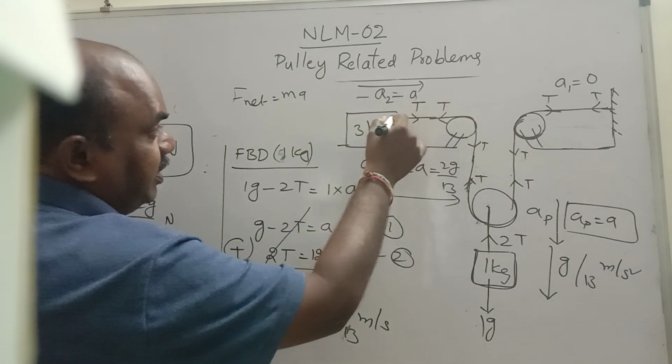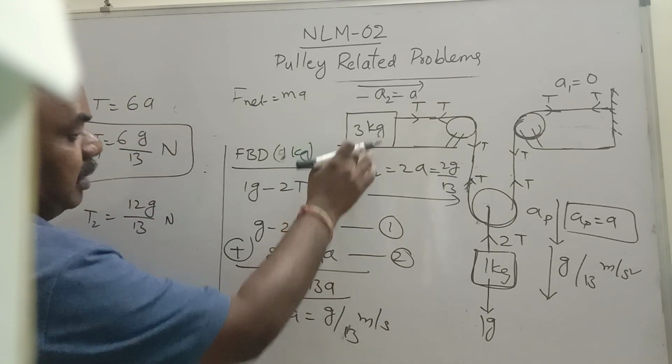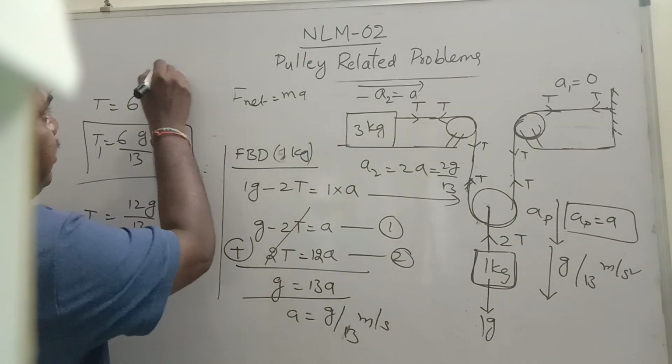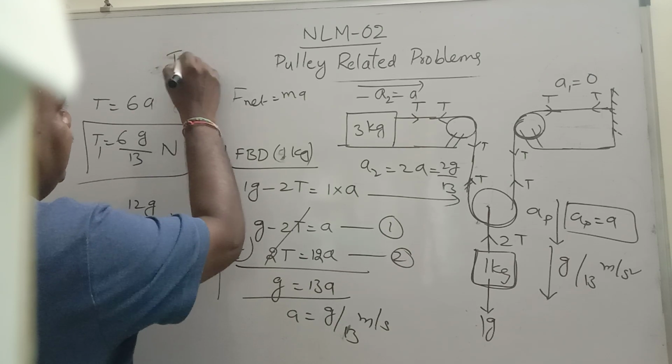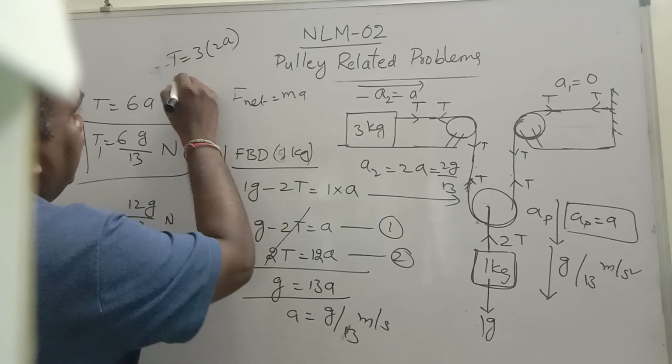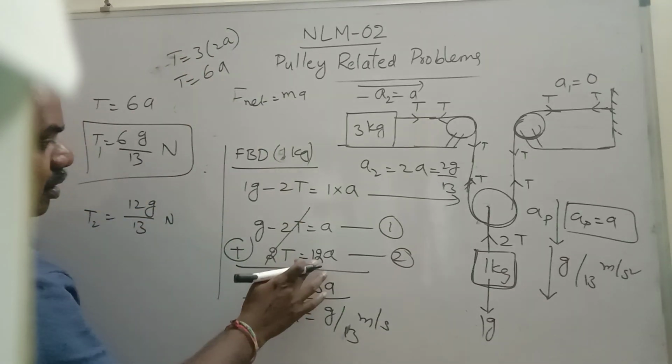F is equal to ma. F is T. T is equal to m into a. M is 3 into a. F is nothing but tension. M is 3 into a is 2a. T is equal to 6a.